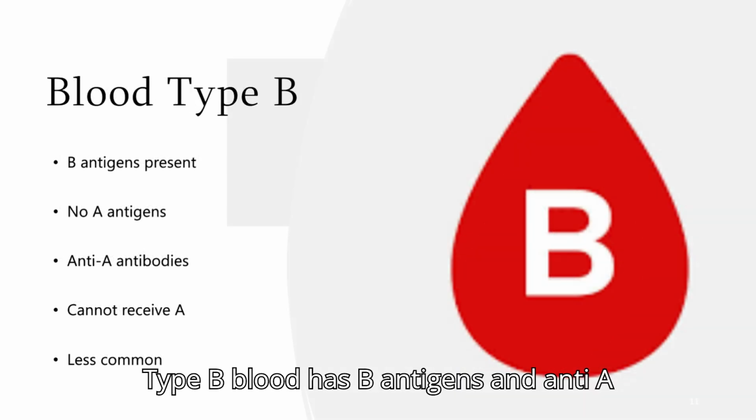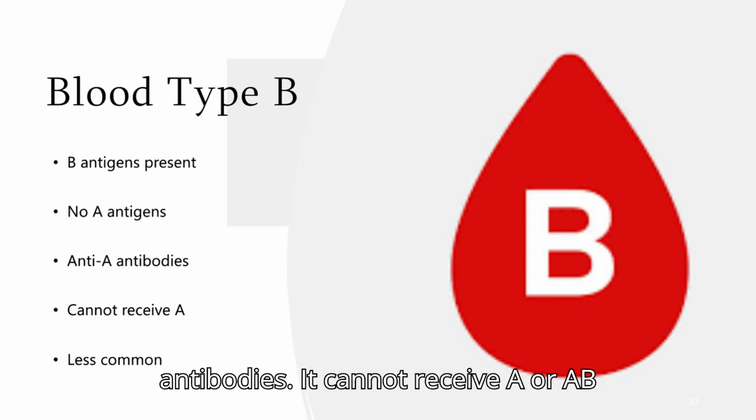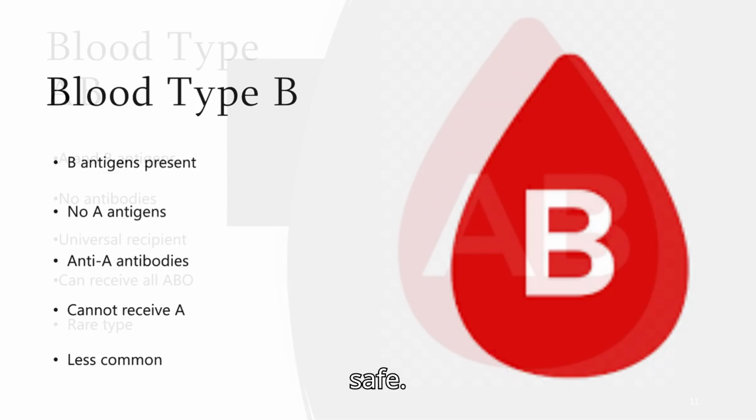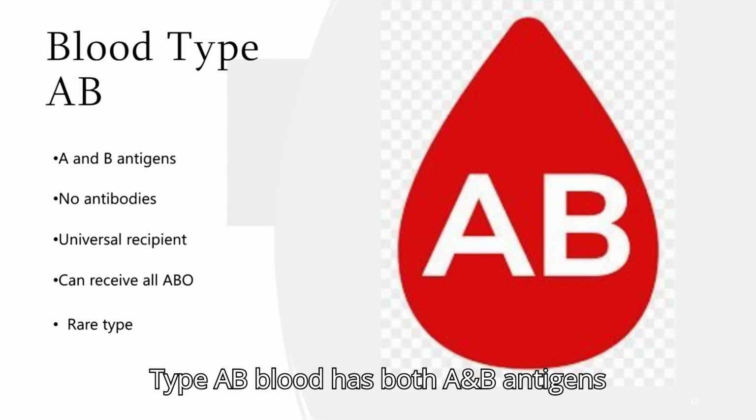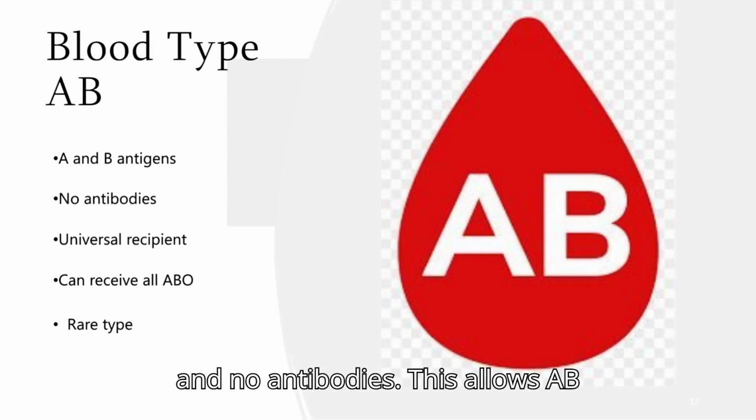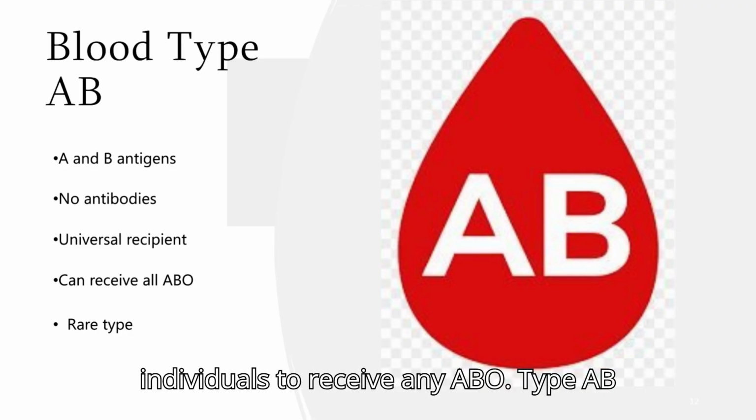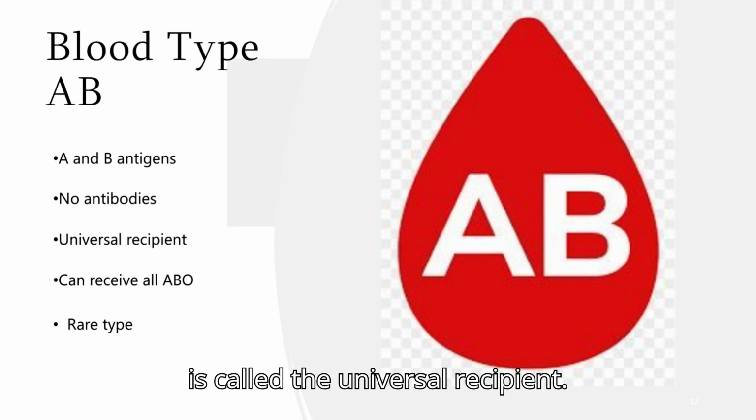Type B blood has B antigens and anti-A antibodies. It cannot receive A or AB blood, and these rules keep transfusions safe. Type AB blood has both A and B antigens and no antibodies. This allows AB individuals to receive any ABO type. AB is called the universal recipient.